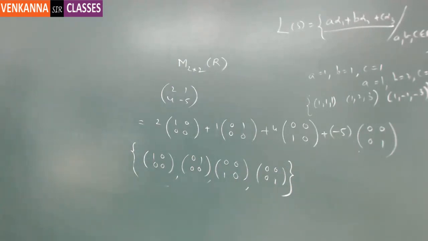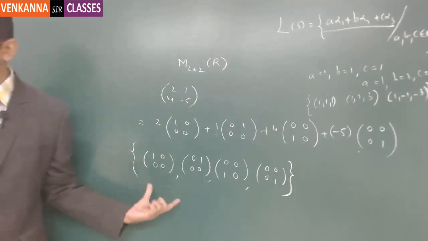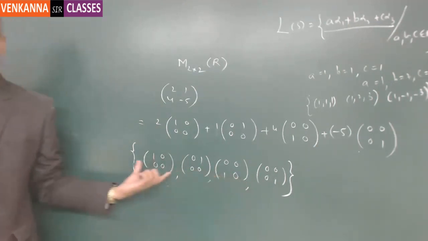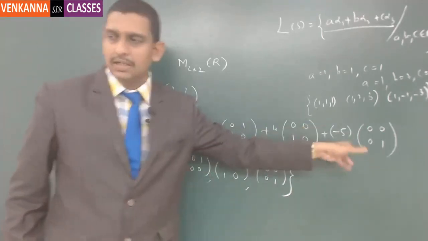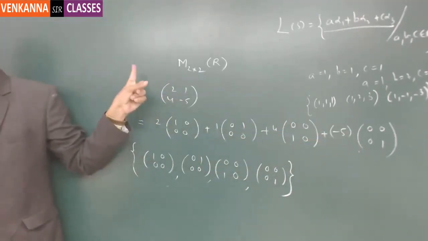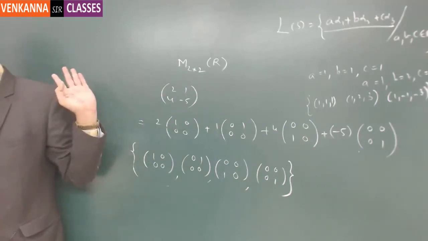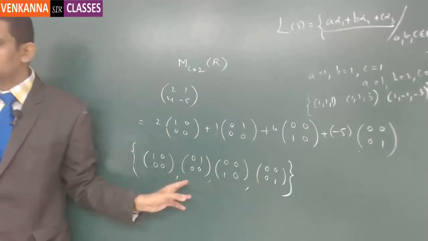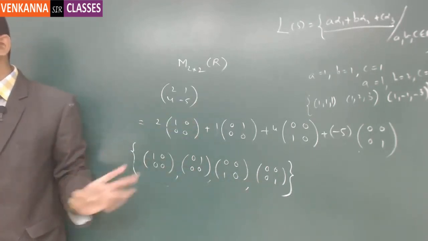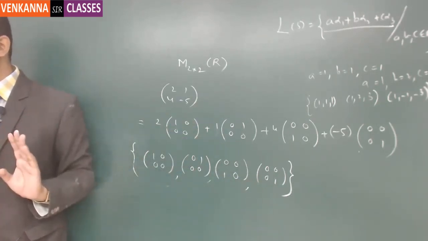So whatever the 2D matrix you take, this is the spanning set, because using these 4 matrices, if you write a linear combination, whatever matrix you take will come. Clear? Not only the combinations of ones and zeros, you can take other matrices too. It is possible to write such linear combinations.